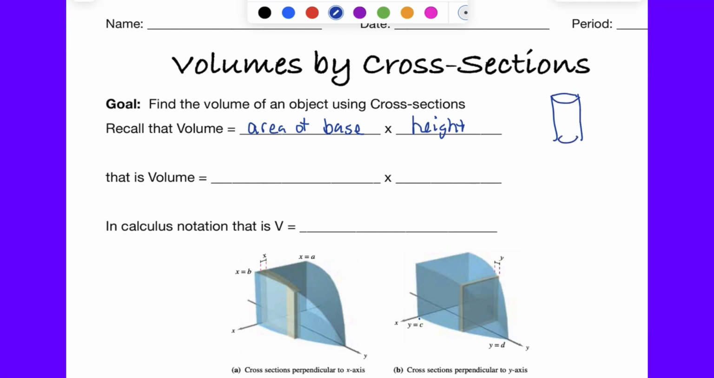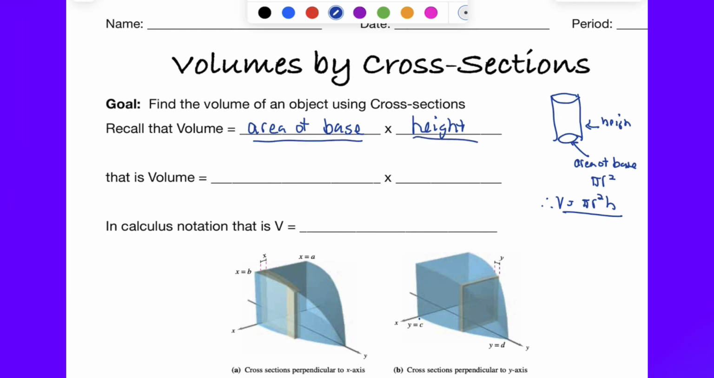Our area of our base is the circle. So we took the area of our base, the area of a circle is pi r squared, and we multiplied it by the height of the object. Okay, how many of those infinitely thin circles we stacked upon each other to form the cylinder. So that's how we got the volume of the cylinder: pi r squared h.